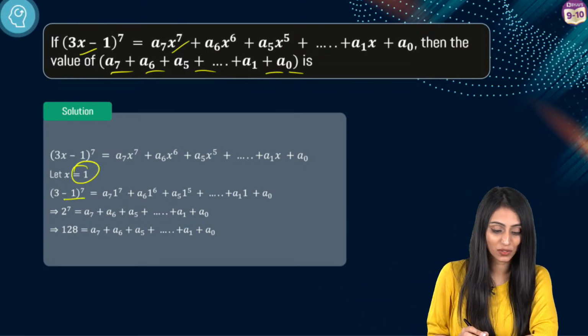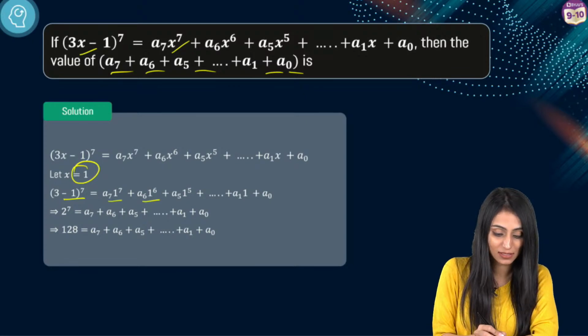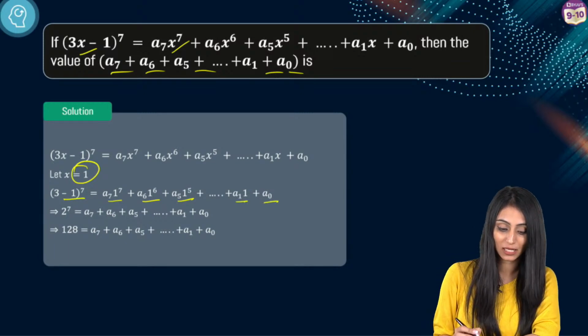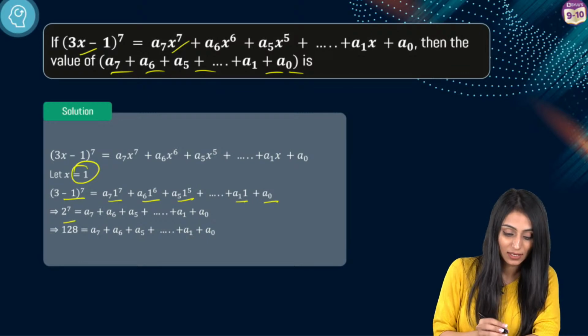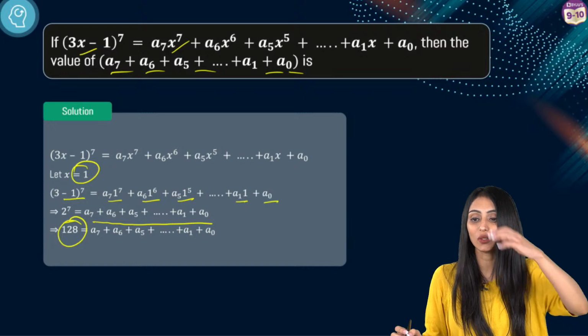So we have (3 minus 1) to the power 7, a7 times 1 to the power 7 plus a6 times 1 to the power 6, a5 times 1 to the power 5, and so on, a1 times 1 plus a naught. So this becomes 2 to the power 7 and the rest of the things we will write as they are. 2 to the power 7 is nothing but 128.